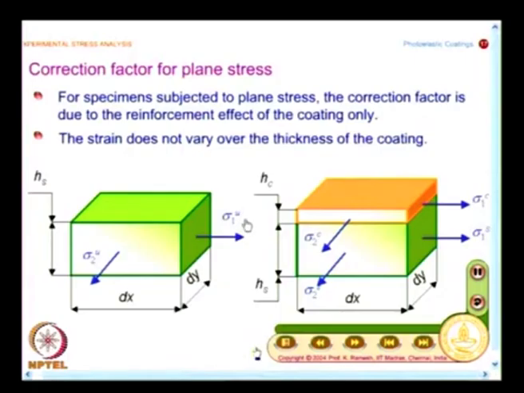In a coated specimen, what do we say? I will have a stress developed as sigma 1 s on the specimen and sigma 1 c on the coating. So, now I will have to essentially do a force balance and find out what is the share of sigma 1 c and what is the share of sigma 1 s. And this is how we will develop the methodology to find out the correction factor. See, the problem is simple enough. Why we take a simple problem is so you understand the physics behind how one goes about evaluating the correction factor.